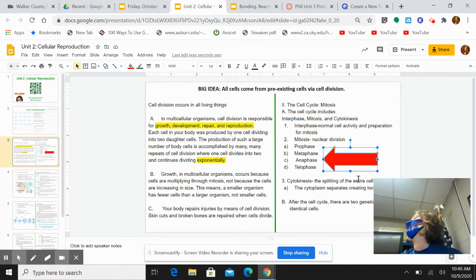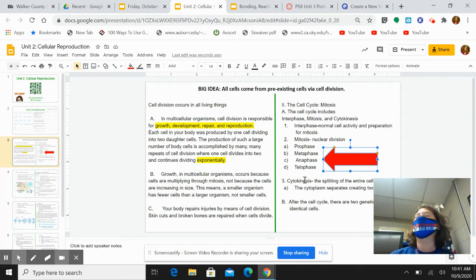You need to know them well, and you need to know them in order. I will give you a hint. I remember the order by PMAT because, you know, puppies need a PMAT to pee on. So the phases of mitosis are in the order of that PMAT: prophase, metaphase, anaphase, and telophase. You need to know those phases, and you need to know them in order.